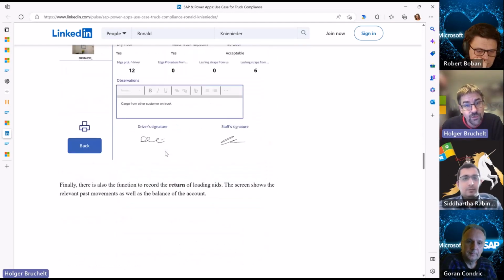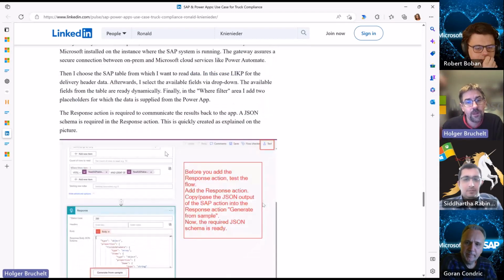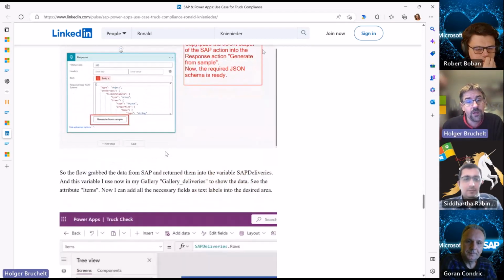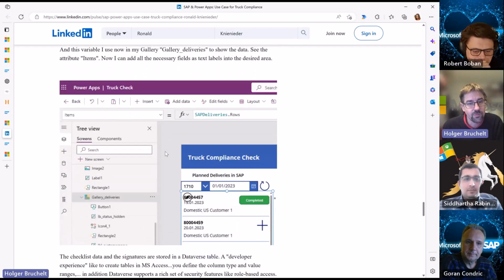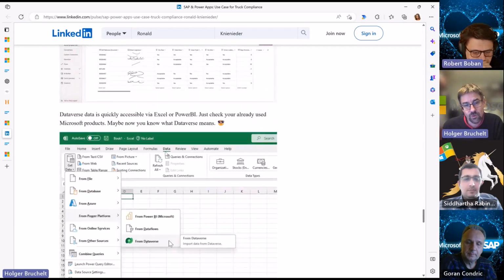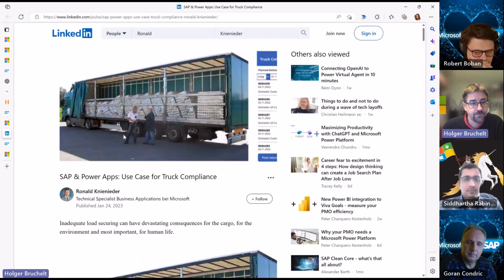And it's a really nice use case that shows how easy and how helpful the combination of the Microsoft Power Platform with SAP is. So I think that is definitely something to check out.